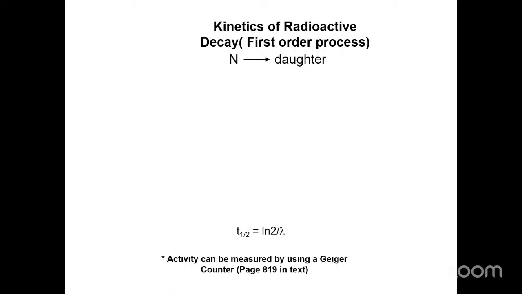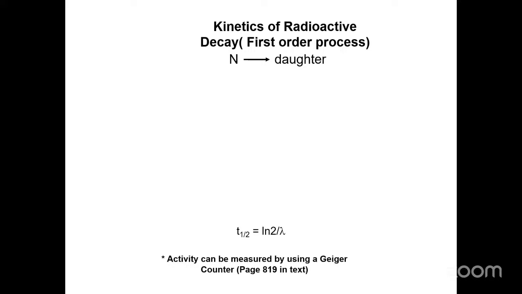The first thing I'm going to say here, and again, this is another difference between nuclear reactions, in this case nuclear decay, and chemical reactions, is that radioactive decay is always a first order process, all right? So there's no such thing as a second order or zero order decay process when it comes to radioactive decay.